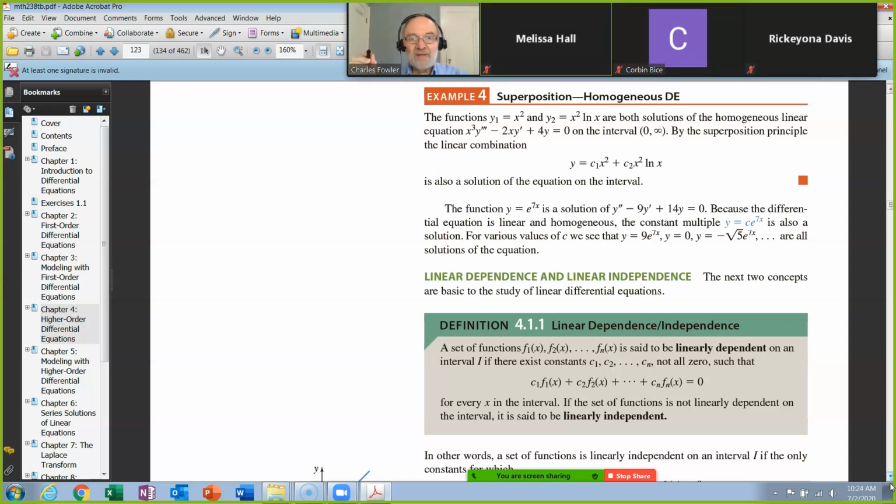Here's example 4. The functions y1 equals x squared and y2 equals x squared log x are both solutions of a homogeneous linear equation, x cubed y triple prime minus 2x y prime plus 4y equals 0, on the interval 0 to infinity. Notice the 0 has a parenthesis in front of it, meaning we cannot allow 0 to be a solution.